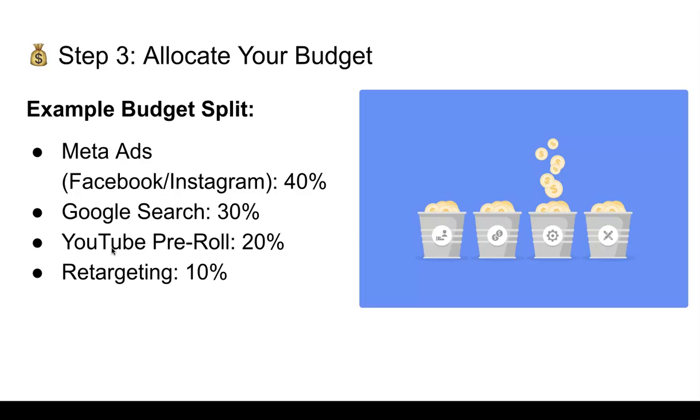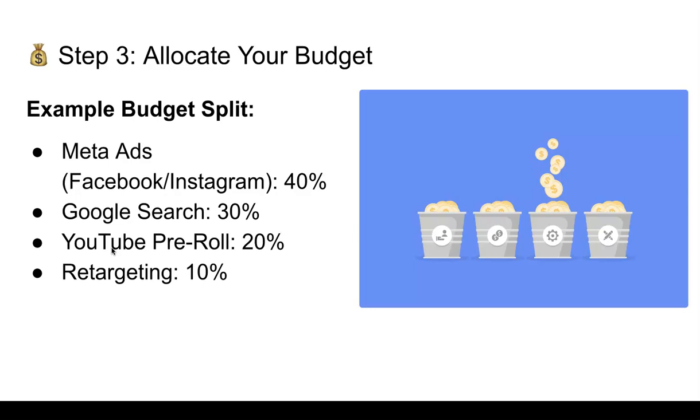All right, next, you want to allocate your budget. This is step 3. You want to outline how much you'll spend across each platform or tactic. This helps you avoid overspending and ensures you prioritize the channels that are most likely to perform. So you want to start small and then scale based on the results.